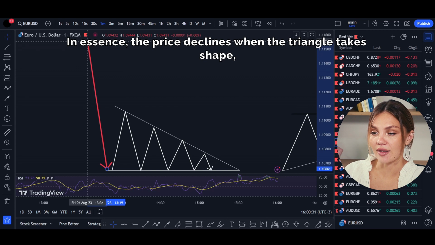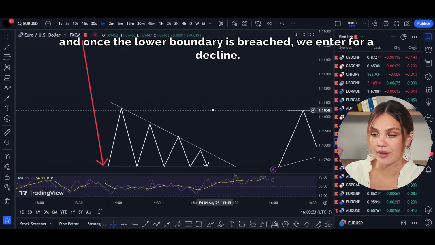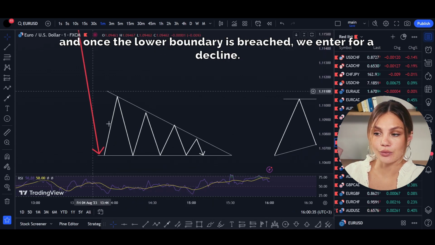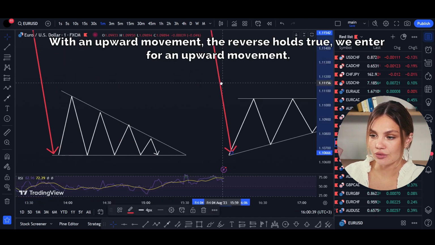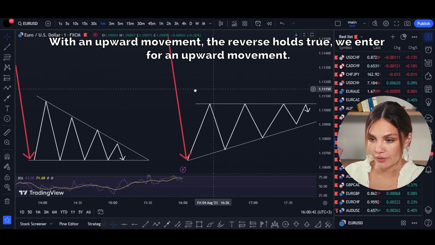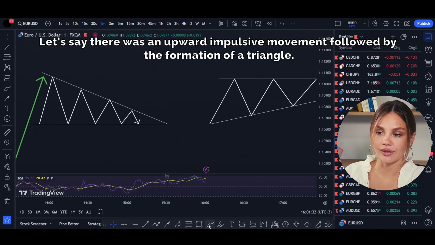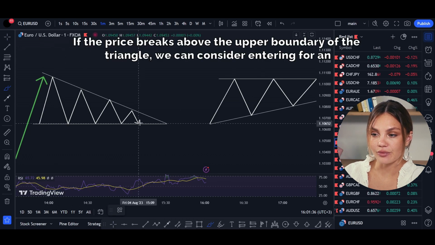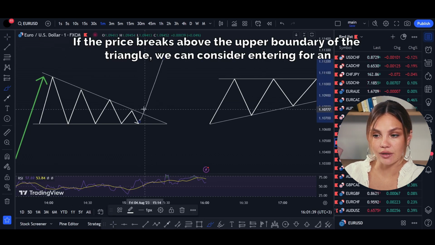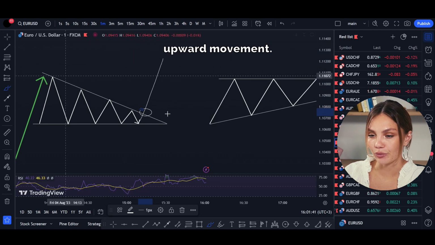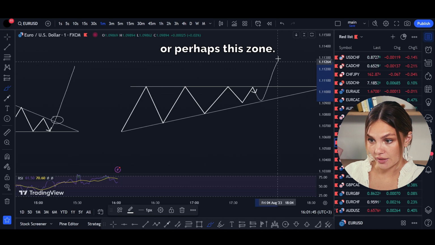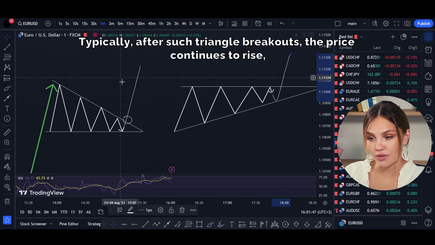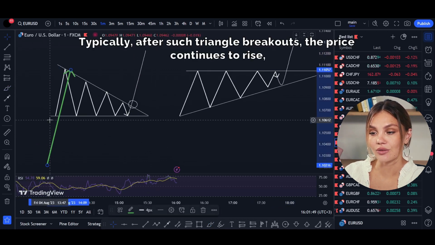In essence, the price declines when the triangle takes shape, and once the lower boundary is breached, we enter for a decline. With an upward movement, the reverse holds true. We enter for an upward movement. Let's say there was an upward impulsive movement followed by the formation of a triangle. If the price breaks above the upper boundary of the triangle, we can consider entering for an upward movement. For example, in this zone, or perhaps this zone. Typically, after such triangle breakouts, the price continues to rise.